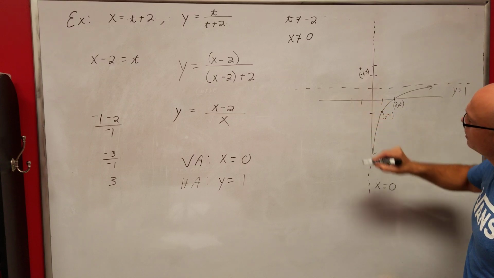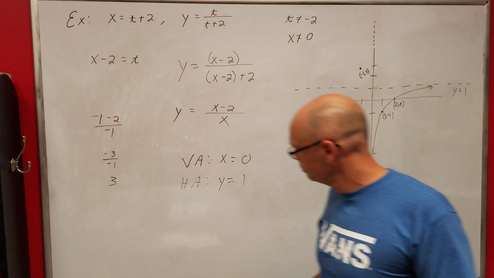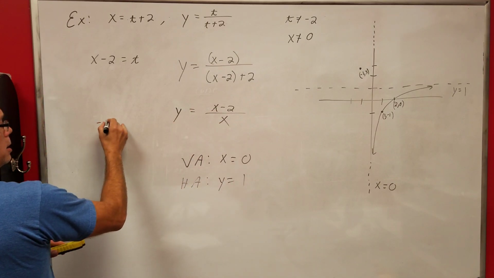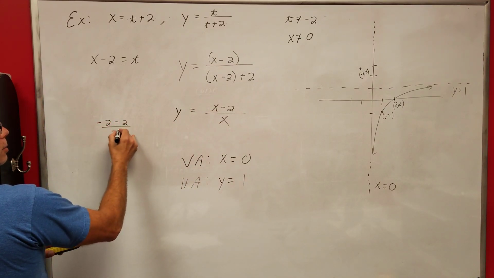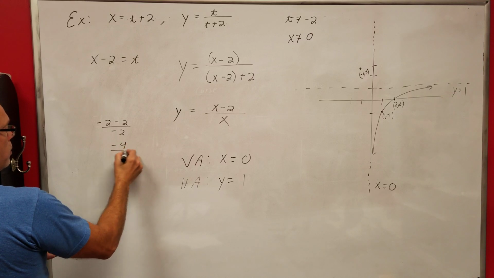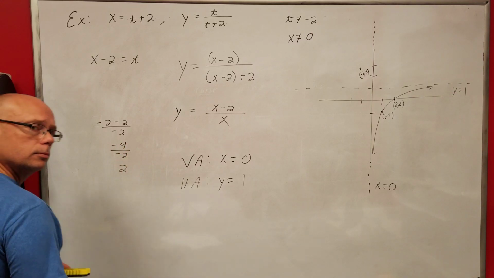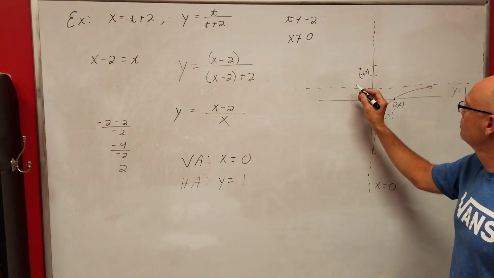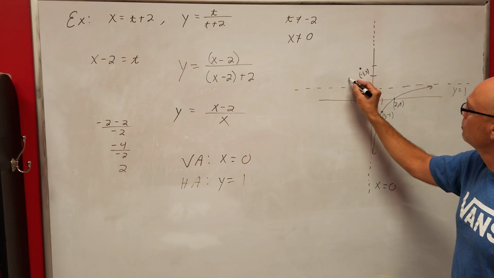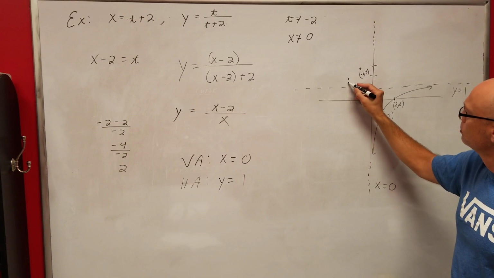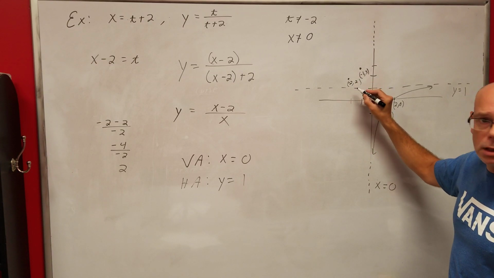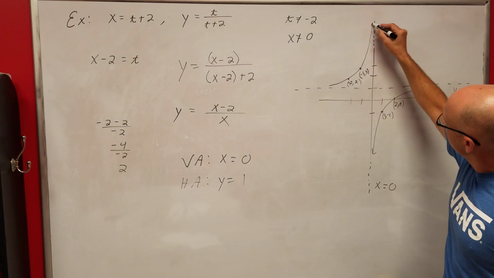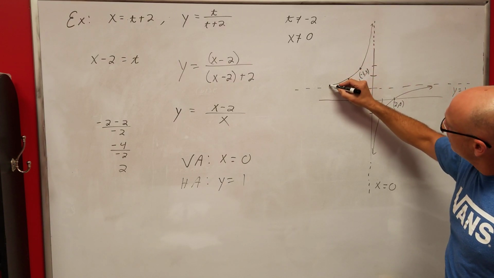How about when x is negative 2? What do I get? We'll sub in negative 2 here and here. So you get negative 2 minus 2 over negative 2, or negative 4 over negative 2, or what? 2. So we get negative 2, 2. We're up here at what? 2. So what does my graph do? Does something like that, right?